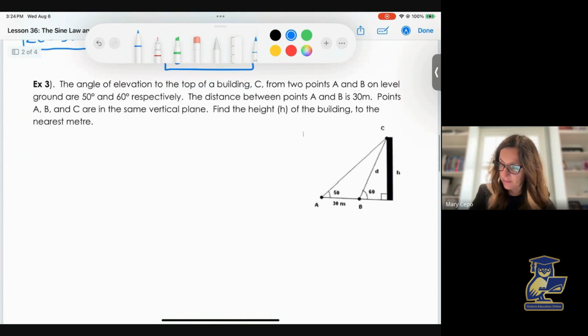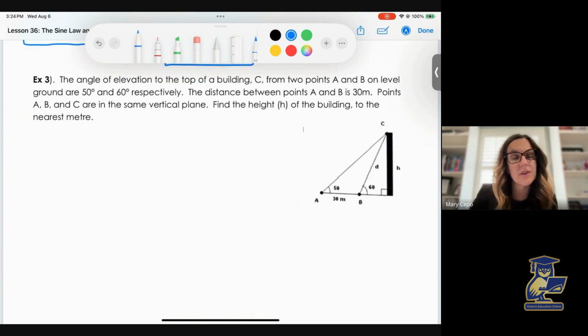Okay, looking at example 3, we have the angle of elevation to the top of building C from 2 points A and B on level ground are 50 degrees and 60 degrees respectively. The distance between points A and B is 30 meters. Points A, B, and C are in the same vertical plane. Find the height of the building to the nearest meter.